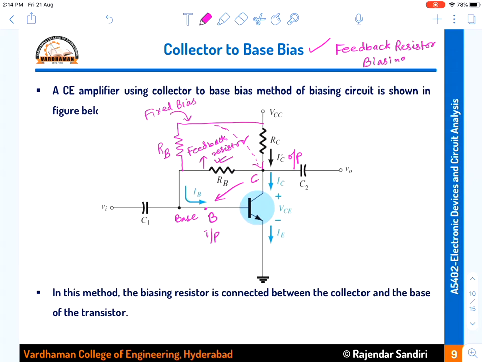Or it is also called collector feedback biasing. The collector is connected to the input of the base through a resistor. So this is also called collector feedback bias.